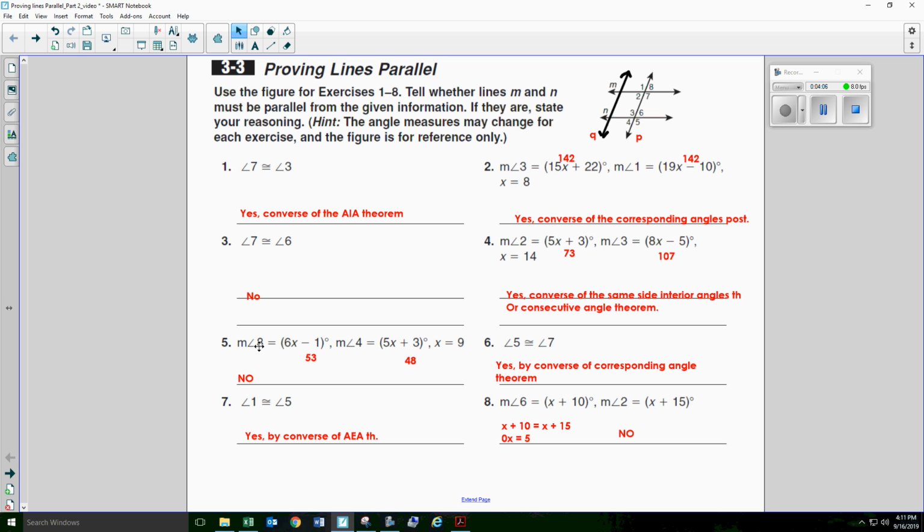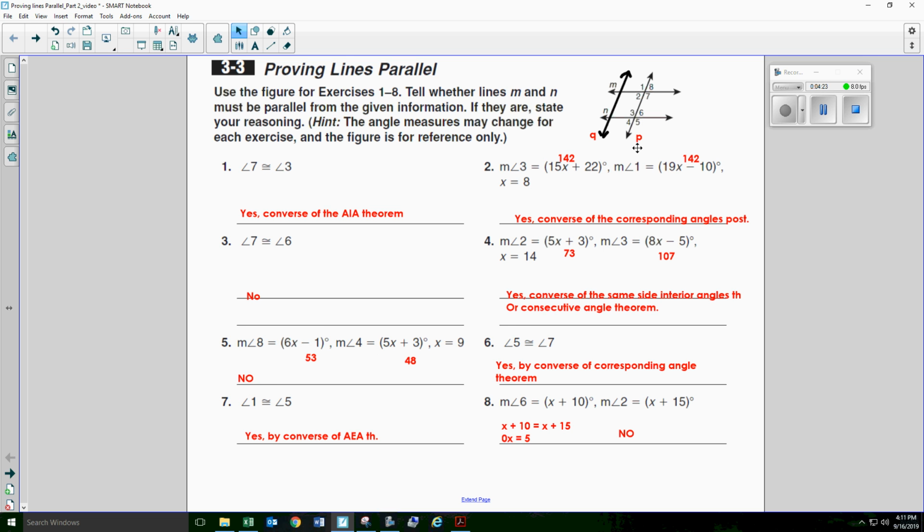Number 5, angles 8 and 4. Okay, so look at 8 and 4. 8 and 4, those are called exterior angles. You should know that. And we know exterior angles must be equal. So plug in 9 in here, 53 and 48, those are not equal, so the answer is no.